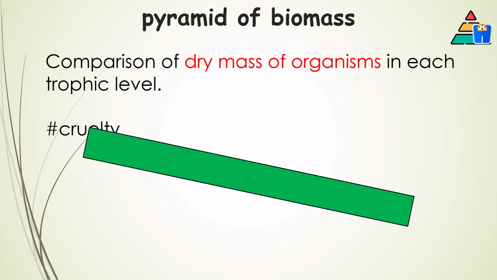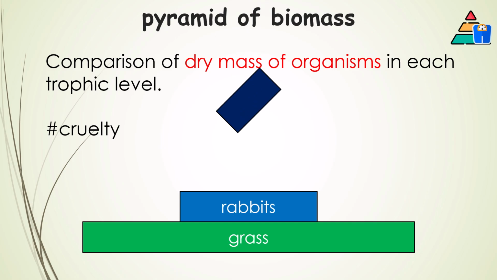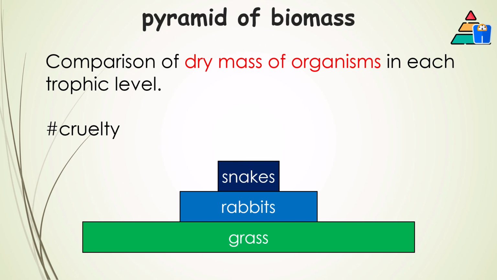A pyramid of biomass of a food chain of grass, rabbits, snakes, and eagles should look something like this. The producer is at the bottom, followed by the primary consumer, then the secondary consumer, and finally the tertiary consumer. The lower the trophic level, the larger the biomass should be.